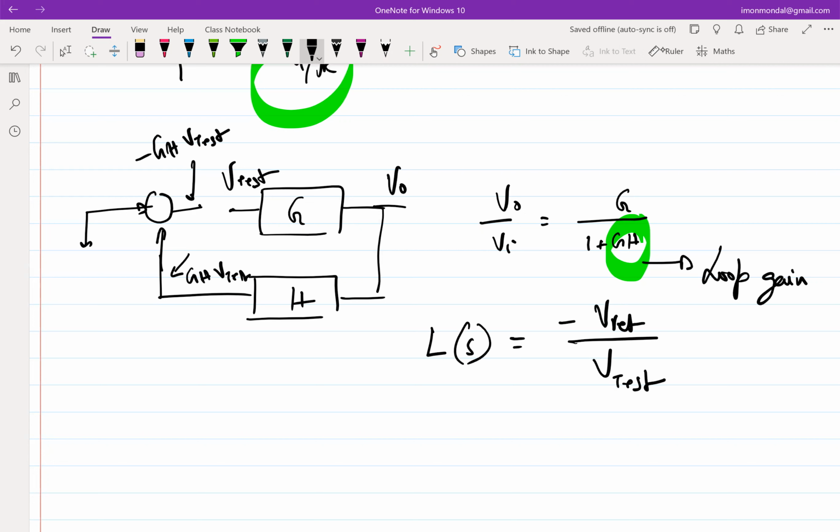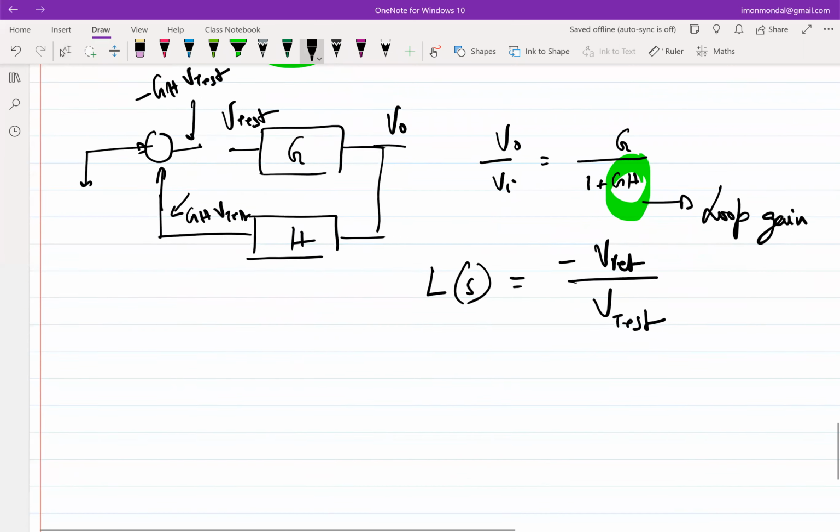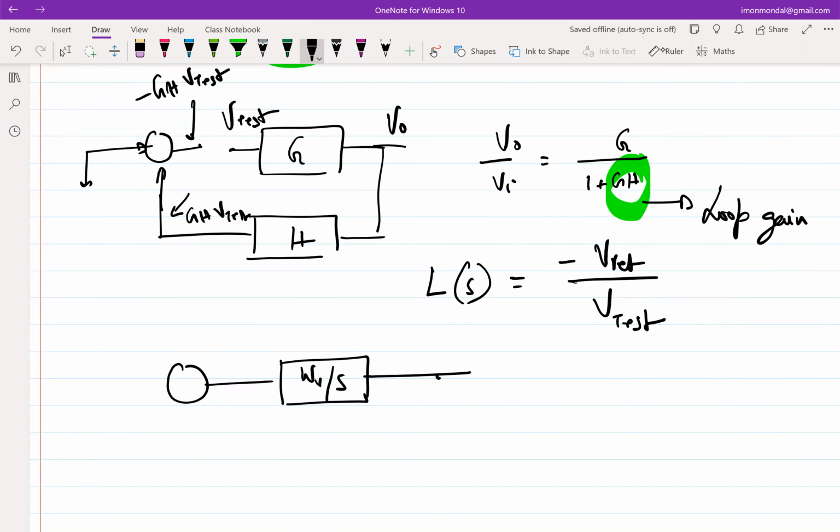Okay, so if we apply the same method to our negative feedback system with the integrator in the loop, what will we get? So you have omega u over S. In the S domain, the integrator gets into this format.